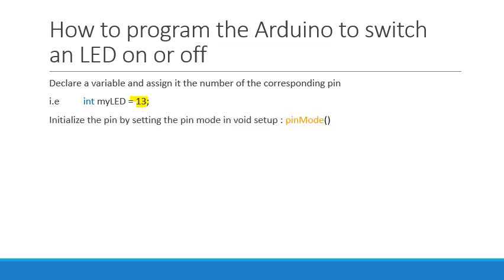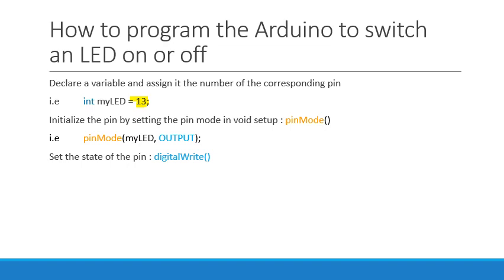The next thing is to initialize the pin by setting the pinMode in void setup, something like this: pinMode(myLED, OUTPUT). So we are setting myLED as an output. Anywhere the compiler sees myLED, it will replace it with 13. So that tells the Arduino that you are setting pin 13 as an output. It is easier to do it this way.